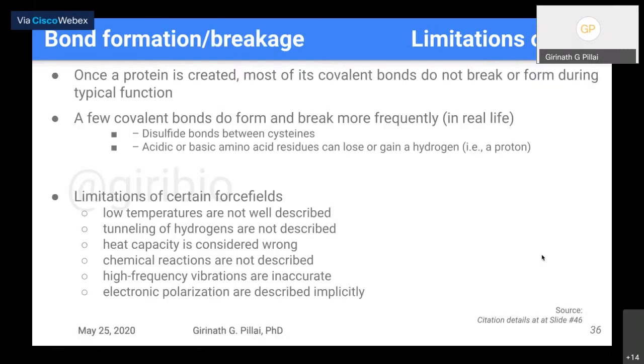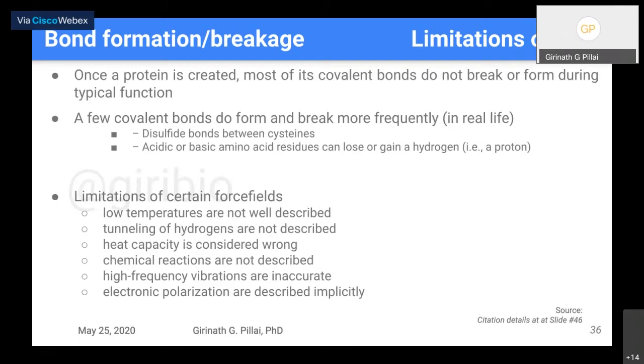Now, bond formation and breakage is another limitation. Molecular dynamics, we more often talk about in biophysical terms, right? But if you want to talk more in chemistry terms, that's where there are a little bit of limitations in the force field. Once a protein is created, most of its covalent bonds do not break or form during typical function. Same with a ligand. A few covalent bonds do form and break frequently in real life, like disulfide bonds between cysteines, and acidic or basic amino acid residues can lose or gain a proton. But in MD, we cannot simulate that, because that is a limitation of the force field.